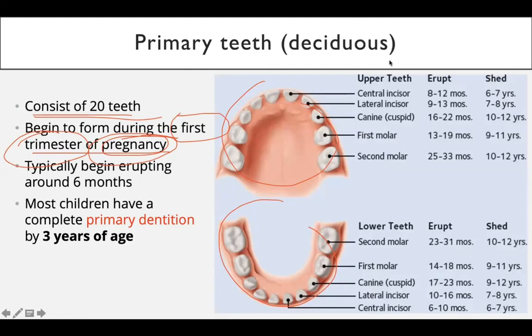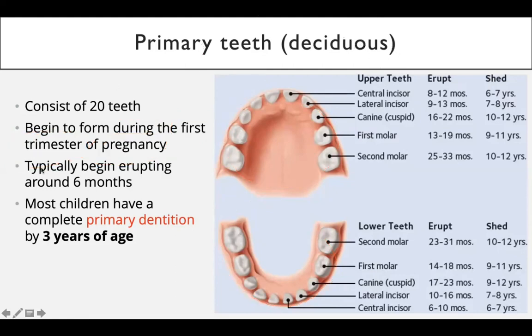So teeth typically begin erupting around 6 months. So at the age of 6 months, they start eruption. Why have you written 8 to 12 months? No, actually, the thing is an estimation. Some babies start erupting teeth at 6 months, and it goes from 8 to 12 months.